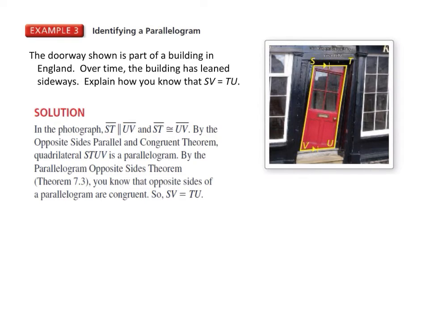Well, we can see in the photograph that ST is labeled with an arrow, and opposite of that side is VU, also with a single arrow labeled, implying that they are parallel. So in the photograph, we can say that segment ST is parallel to segment UV. It also has matching congruent marks on those 2 sides, so we can say that ST is congruent to UV. So by the opposite sides parallel and congruent theorem, quadrilateral STUV is a parallelogram.